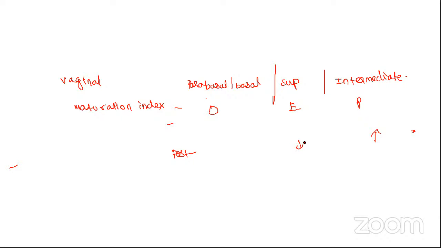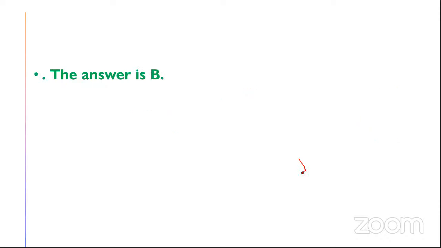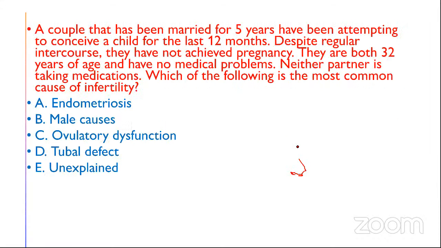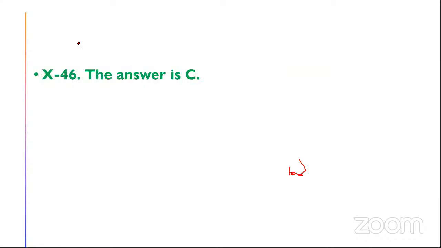Post ovulation, cervical mucus will become thick. Before ovulation, cervical mucus will be thin. Under the influence of estrogen, it is thin. Under the influence of progesterone, it will be thick. So that's all about the indicators of ovulation. Let's see the next question. Okay.